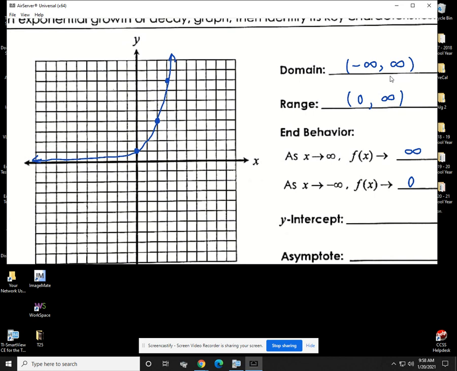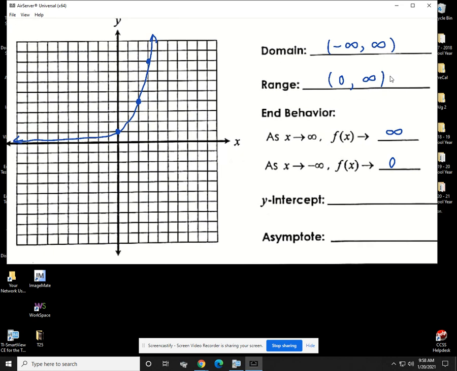And then, of course, the last two we already got. What do we say the y-intercept was? Where does it cross the y-axis? At 0, 1. We'll name it as an ordered pair. 0, 1. And then finally, what do we say the asymptote is? Y equals 0. That's the x-axis. Okay? So this is what the graph and all those terms look like.